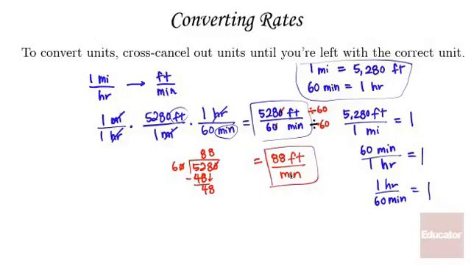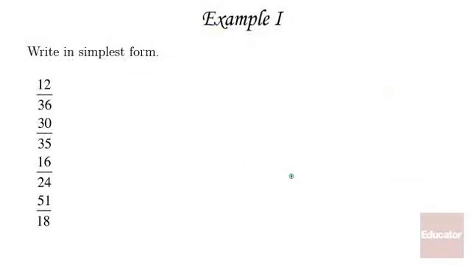Okay, so let's do a few more examples. The first example, in simplest form. So here, these are just ratios. It's comparing this number to this number. Now, they look like fractions, but you can also think of the top number and the bottom number as ratios. Okay, so it's like division.